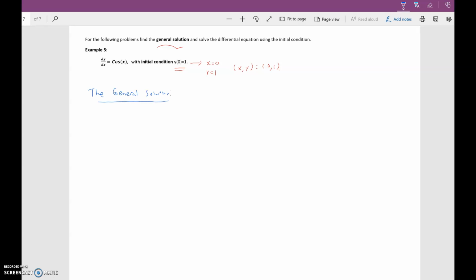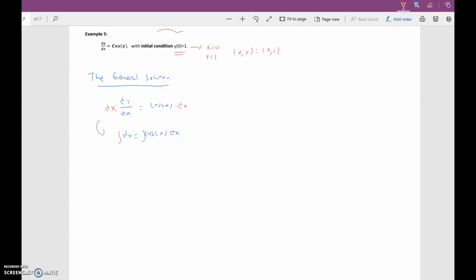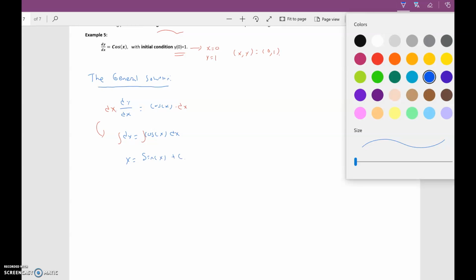And for the general solution, we technically have dy/dx is equal to the cosine of x. And well, this particular one is separable. All we have to do is technically multiply by a dx. So we end up with dy is equal to the cosine of x dx. And then we're simply going to just integrate both sides of the equation. So the general solution is going to end up with y is equal to the sine of x plus c. So this is our general solution.